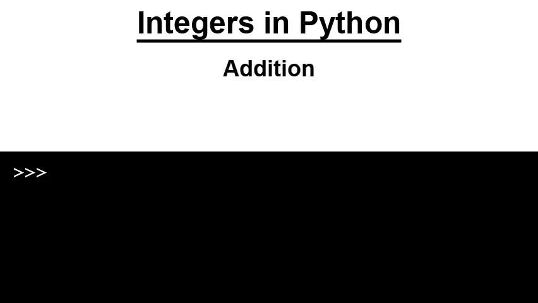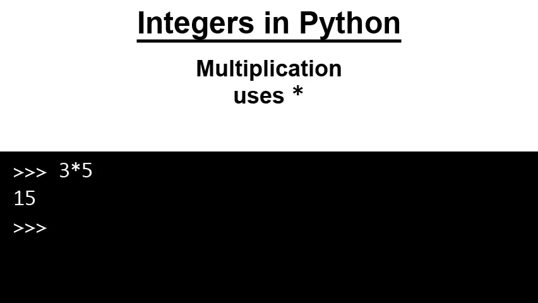We can also do basic mathematical operations. If you type in 4 plus 3 and hit return, Python will process that and return 7. We can do multiplication using the asterisk symbol. Type in 3 times 5 and it will return 15.